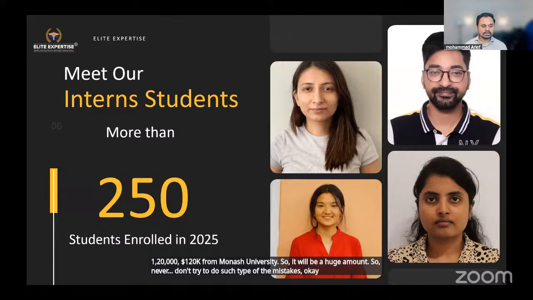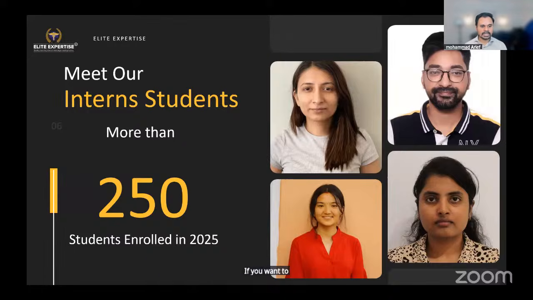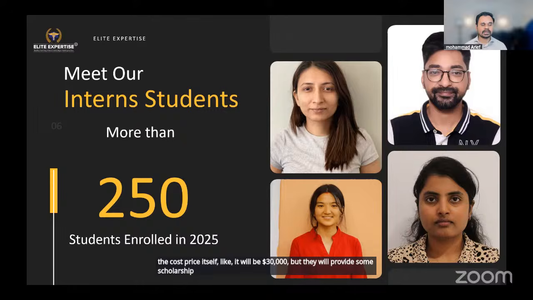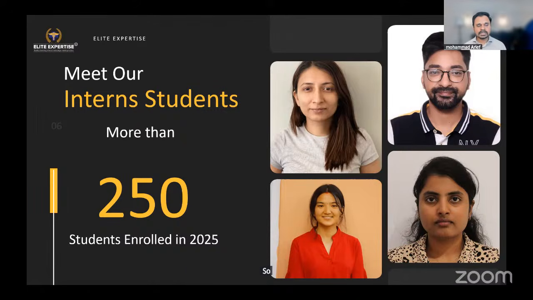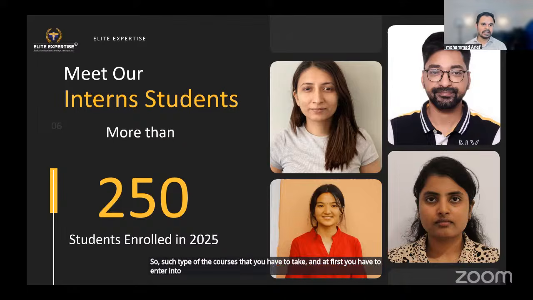Okay, so if you want to move to Australia on a student visa, then take those courses that are very less expensive. There are a few courses where the cost price itself is $30,000, but they will provide some scholarship. After the scholarship, it will cost around $20,000 or $25,000. Such courses you have to take, and at first you have to enter into Australia. So once after entering Australia, what do you have to do?